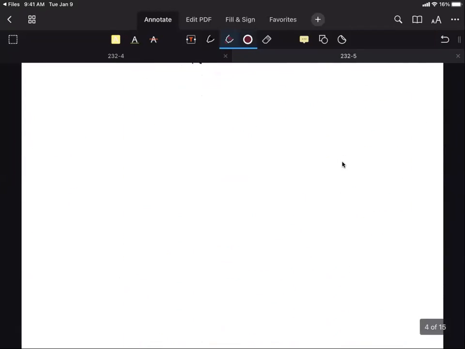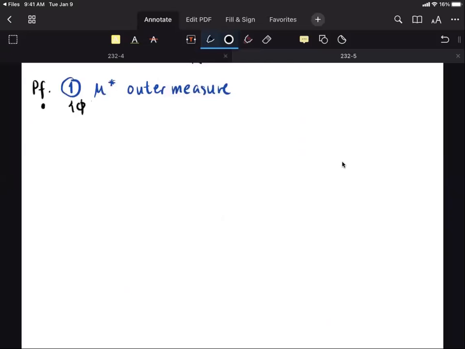So let us look at the proof. The first part is to show that indeed mu star is an outer measure. Take the collection consisting of only the empty set, and because we have a ring, the empty set is in the ring. This covers the empty set. By that, we mean that the empty set is a subset of itself.